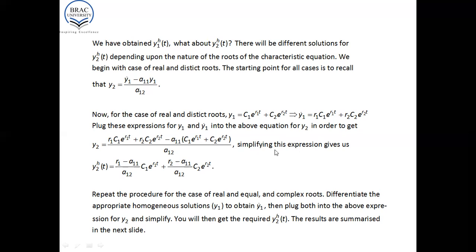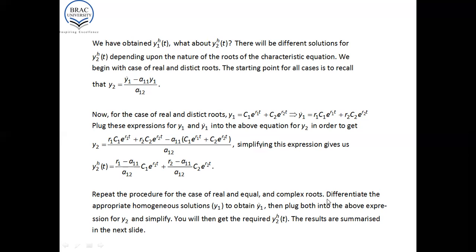Simplify it, and once you have simplified it, it gives you y2h of t, which is equal to r1 minus a11 over a12 times c1 e to the power r1t plus r2 minus a11 over a12 times c2 e to the power r2t. So the fundamental solution for y2h is pretty much the same as for y1h. It still has c1 and c2, but they're multiplied by new constants. But the basic form of the solution is the same. Now you can repeat the procedure for the case of real and equal roots and complex roots.